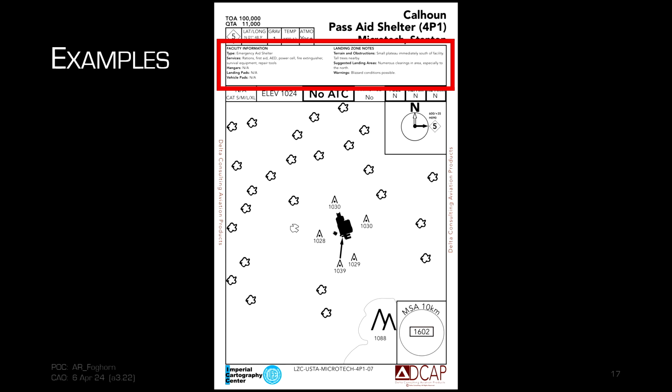The next block underneath it is all the facility information. It'll tell you things like what this is, what services are there, whether they have hangars, pads, or vehicle pads. It'll also have any landing zone notes, such as what the terrain is around there, maybe some suggested landing areas, any known obstacles, and any other warnings like possible known weather conditions that frequent the place.